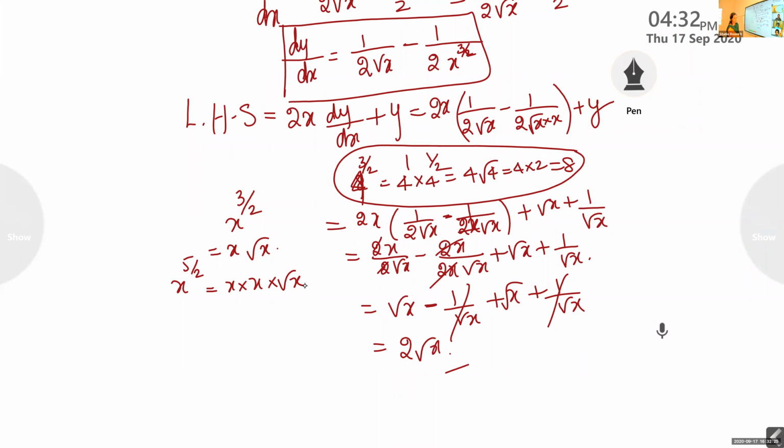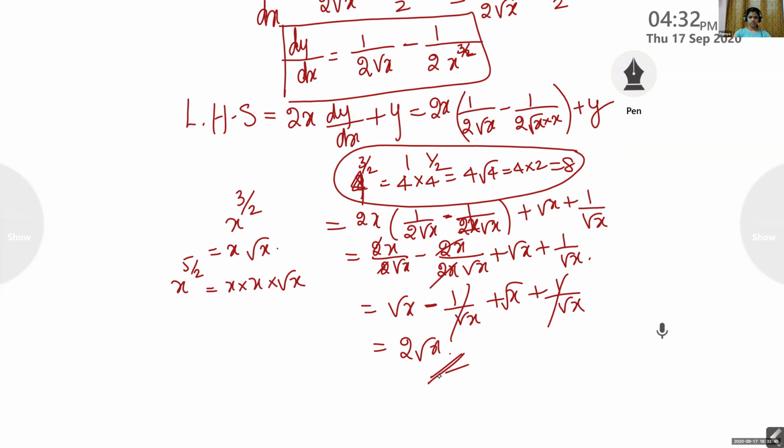Is it clear? Is it okay, Achyut? Yes, ma'am. Punya, is it okay? Not able to hear. After 2 root x, can you explain? 2 root, which one? This one. Up to this, is it okay?